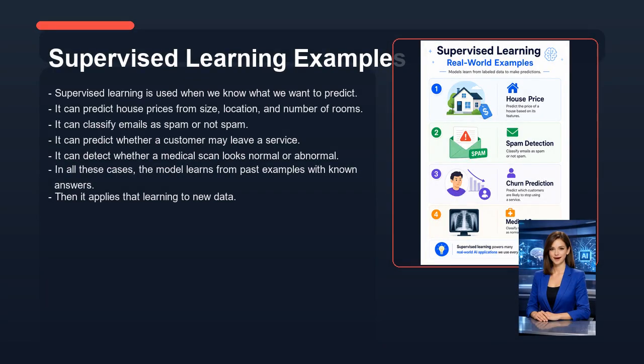Now let's look at supervised learning examples. Supervised learning is used when we know what we want to predict. It can predict house prices from size, location, and number of rooms. It can classify emails as spam or not spam. It can predict whether a customer may leave a service. It can detect whether a medical scan looks normal or abnormal. In all these cases, the model learns from past examples with known answers. Then it applies that learning to new data.